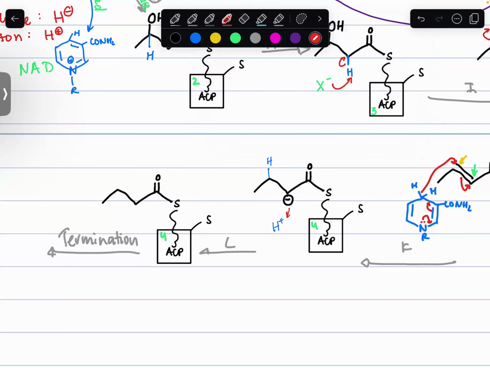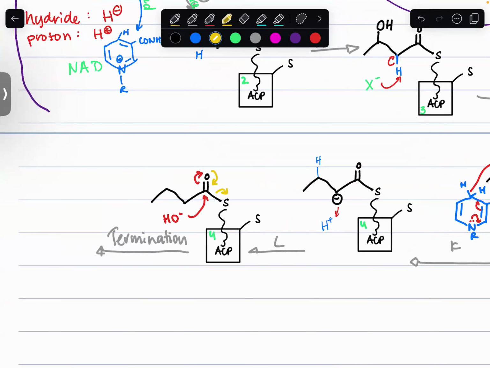You know that OH minus that's been floating around? She comes back. She's gonna attack here. We're gonna form the tetrahedral intermediate. We're gonna kick it off. Our final product will be, right, 1, 2, 3, 4. 2, 4. And that is fatty acid biosynthesis.